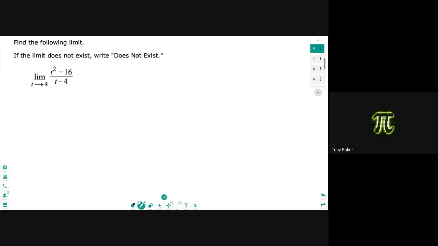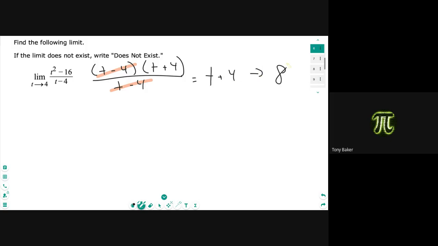What's the first thing you should always do? Plug it in. Does it work? No. Okay, so we've got to solve this one out somehow. How are we solving this one out? Yeah, we're going to factor, right? We're going to factor the top. The top is the difference of squares. So the top is t minus 4, t plus 4 over t minus 4. So we can cancel out the t minus 4s. So we're left with t plus 4 going to 4, which means this goes to 8.